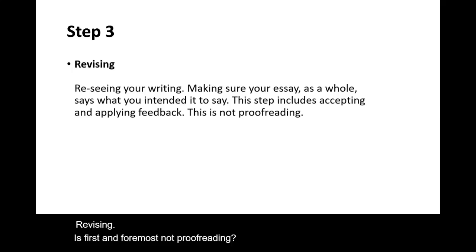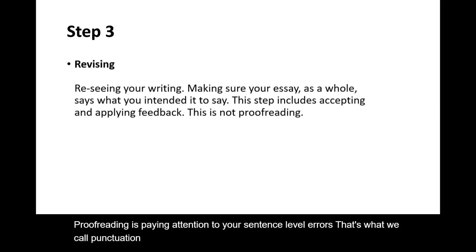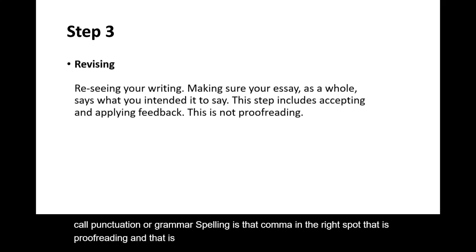Proofreading is paying attention to your sentence level errors. That's what we call punctuation or grammar, spelling. Is that comma in the right spot? That is proofreading, and that is not what we are doing when we are revising.